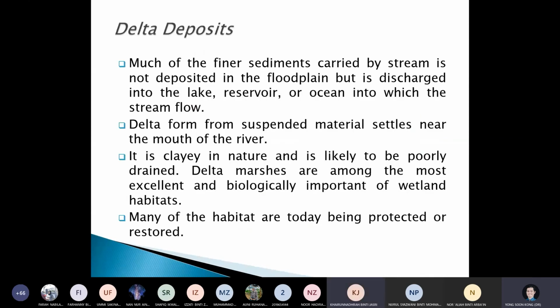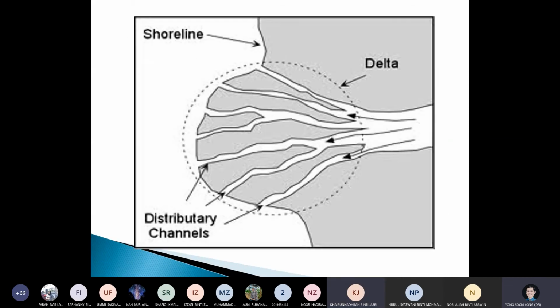And then delta bed deposit, I will skip, because most of the points are very similar to floodplains and also alluvial fans. And you can see here, delta. It seems like the land is extruding out. Well, it is not, because this is due to the gradual and slow movement of sediments from the highlands, and then they are flowing down due to weathering.